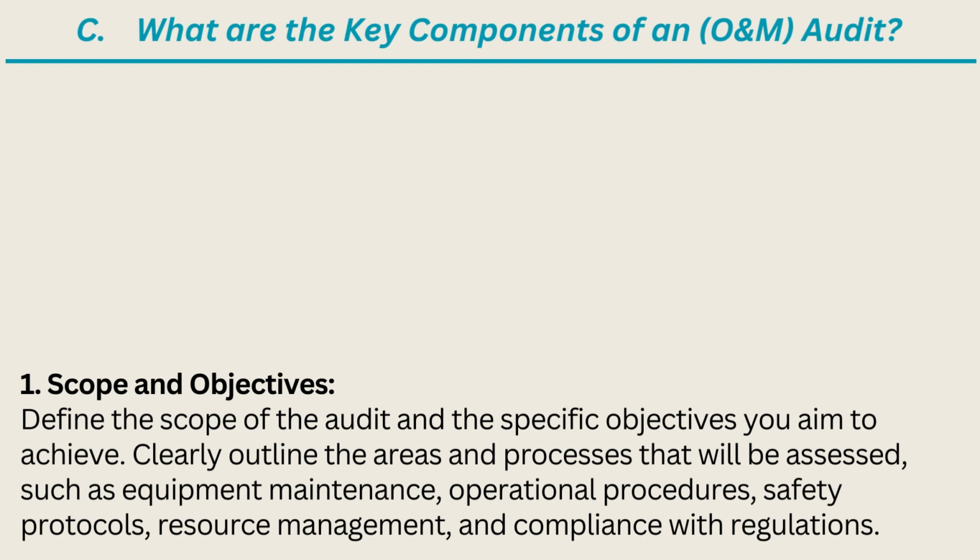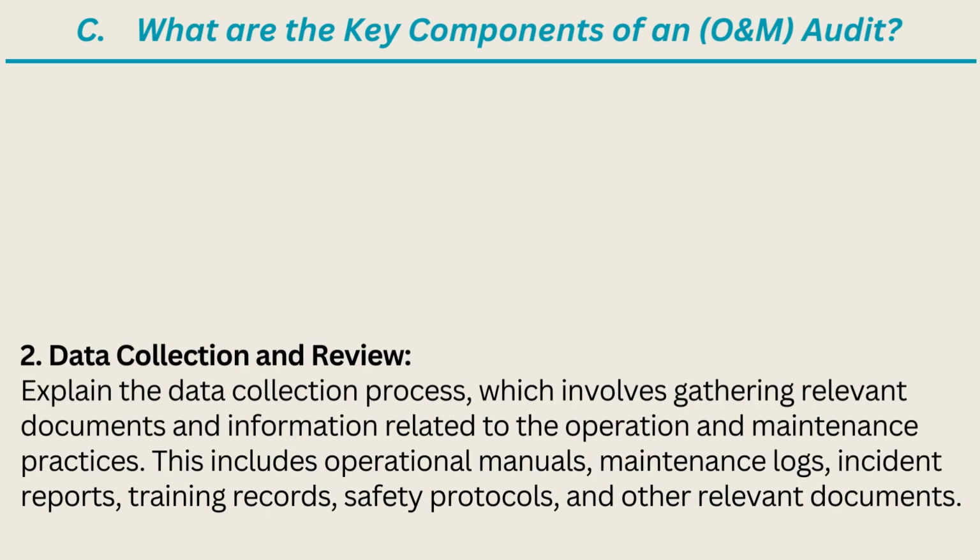1. Scope and objectives. Define the scope of the audit and the specific objectives you aim to achieve. Clearly outline the areas and processes that will be assessed, such as equipment maintenance, operational procedures, safety protocols, resource management, and compliance with regulations. 2. Data collection and review. Explain the data collection process, which involves gathering relevant documents and information related to the operation and maintenance practices.